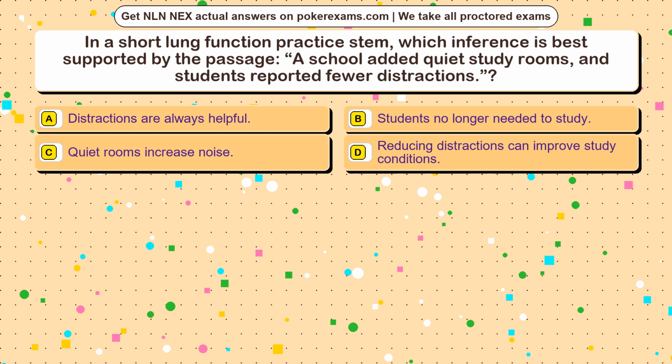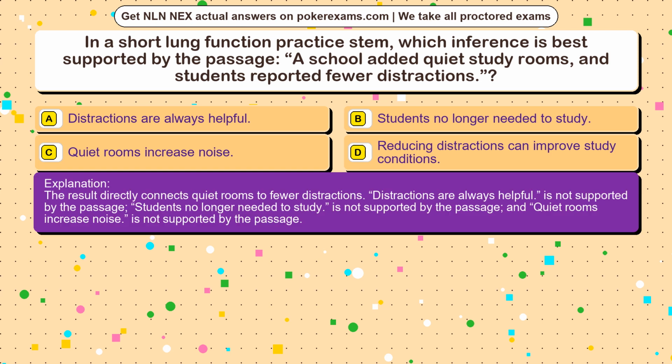The correct answer is option. The result directly connects quiet rooms to fewer distractions. Distractions are always helpful is not supported by the passage. Students no longer needed to study is not supported by the passage. And quiet rooms increase noise is not supported by the passage.